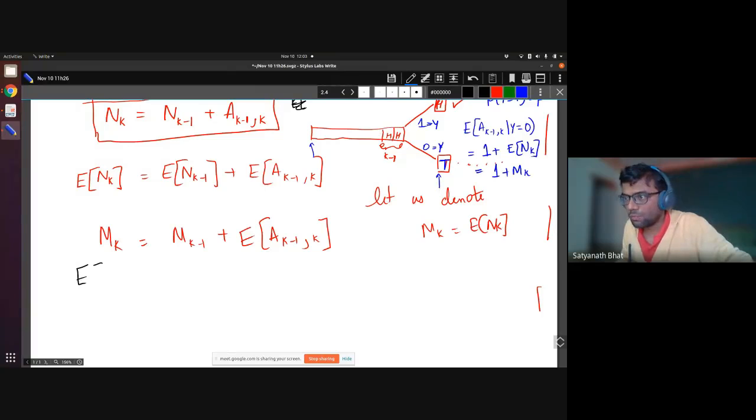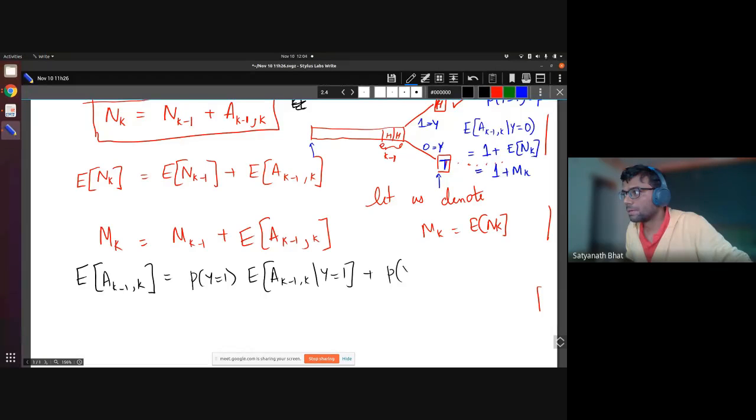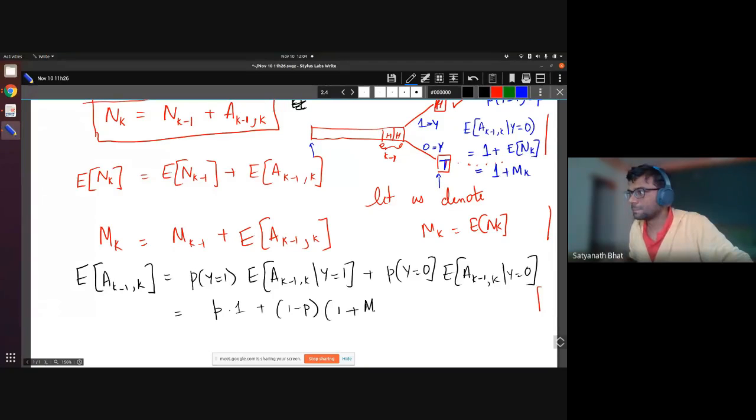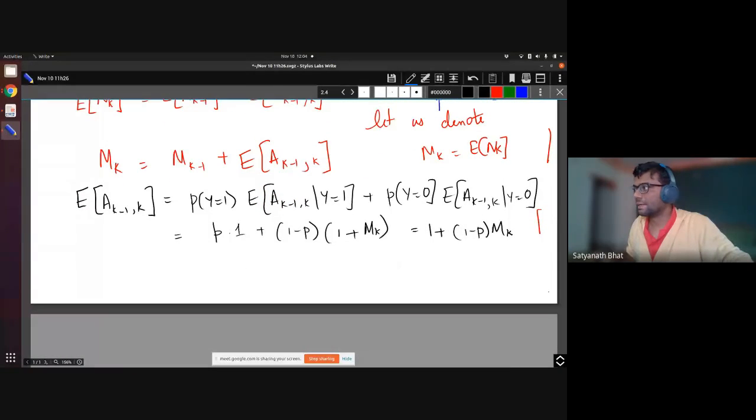Expected value of A_{k-1,k} will be probability that Y equal to 1 times expected value of A_{k-1,k} given Y equal to 1, plus probability that Y equal to 0 times expected value of A_{k-1,k} given Y equal to 0. All right, so this is what it is. So this is p into 1, right? And then plus 1 minus p into this, which I told is 1 plus M_k. So when we simplify this, this will become 1 plus (1 minus p) times M_k. So now we have a nice elegant recurrence relation.